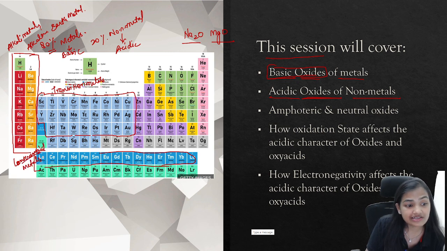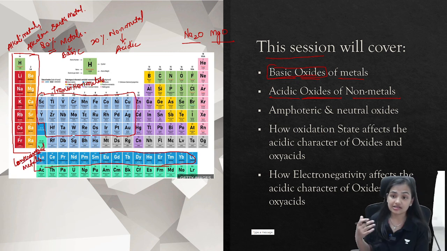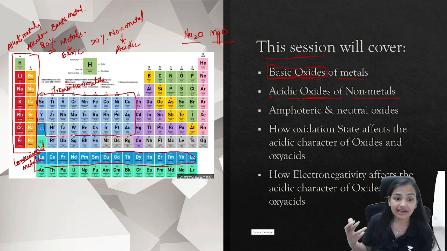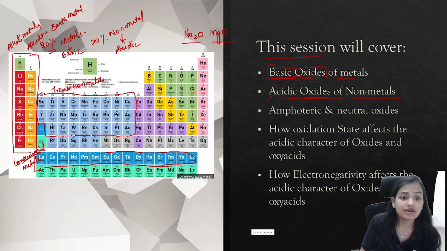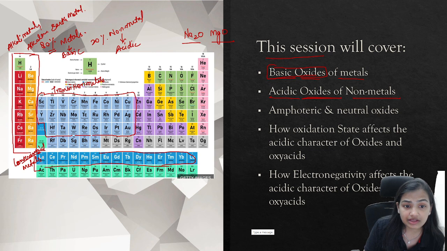As the size increases, as the molecular weight increases, the metallic character increases. In this particular part, the purple section, all these species are metals.